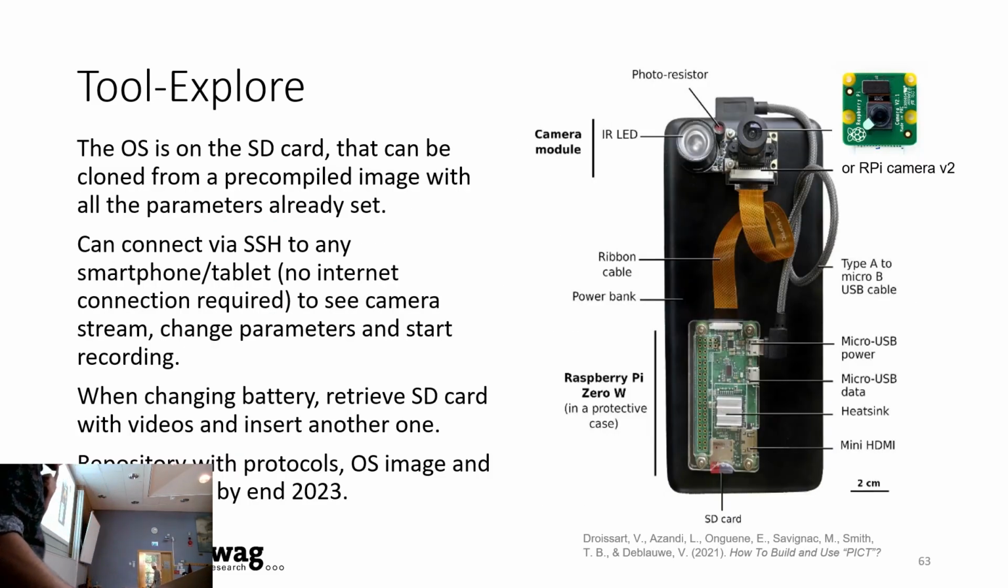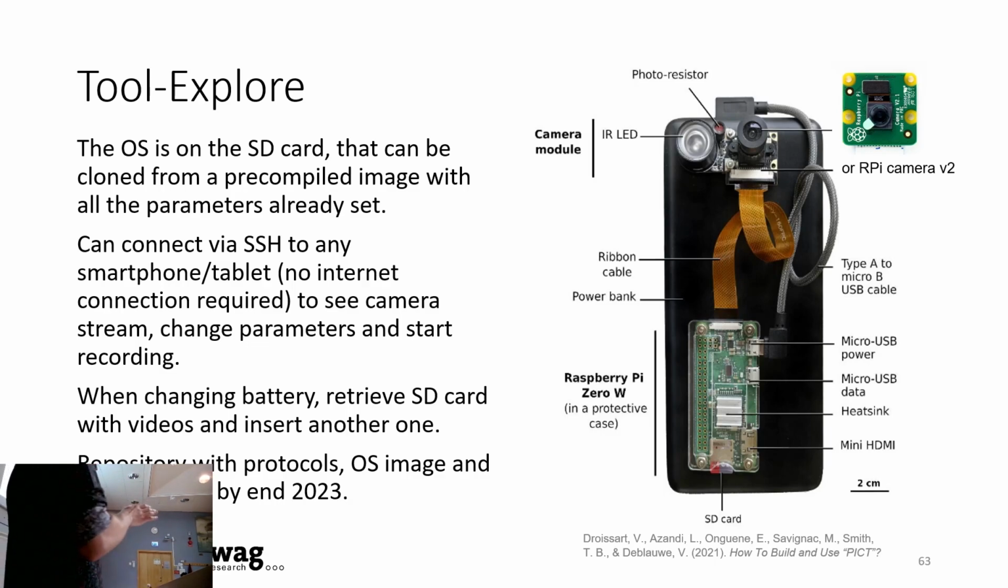So this is how the system looks. I realized that I took very few pictures of my actual systems in the field, so this is actually the picture that comes from the paper. The only thing that we do differently is that we use a different version of the Raspberry Pi camera, but there is no other difference basically.